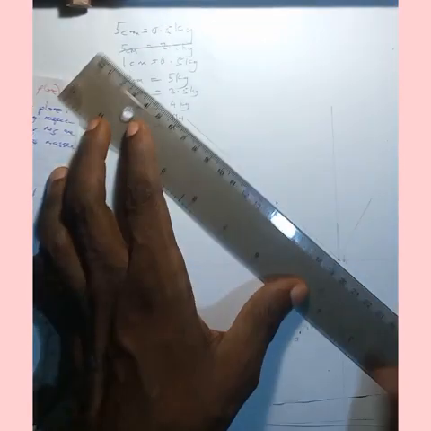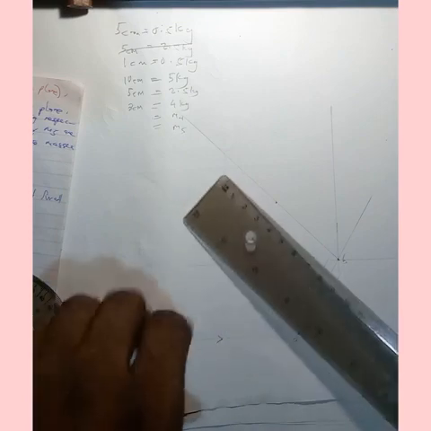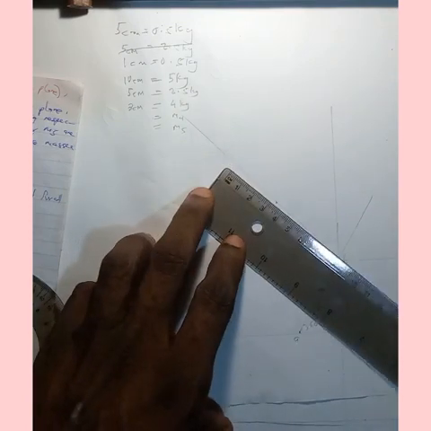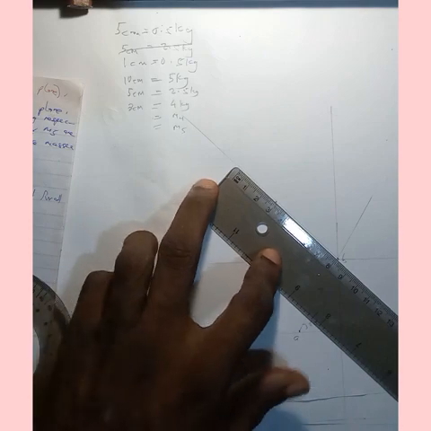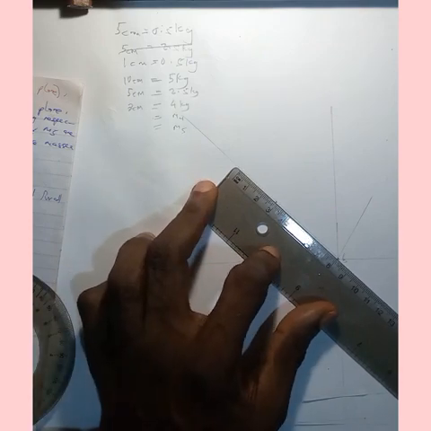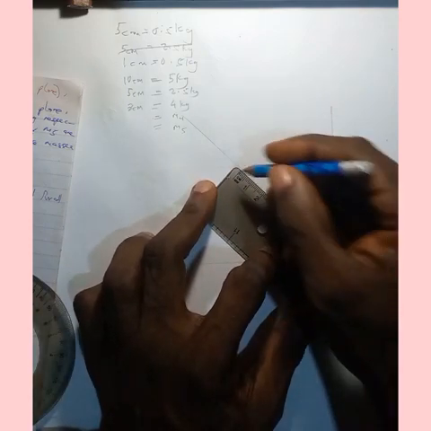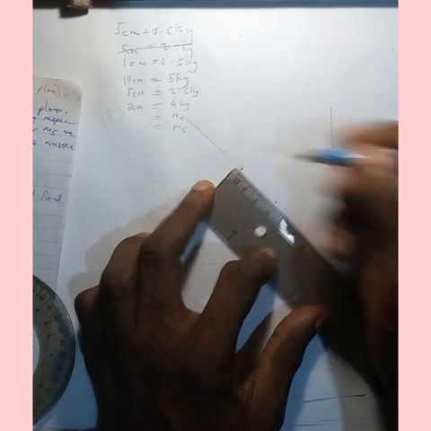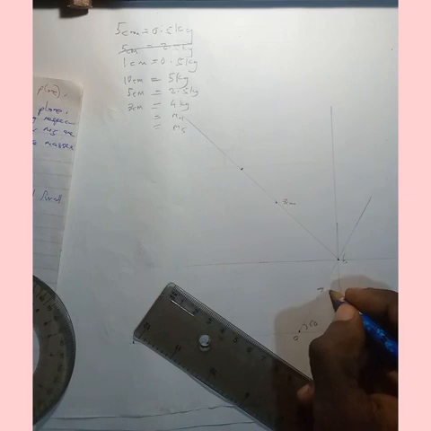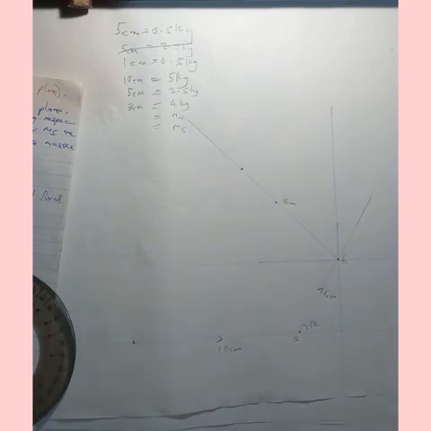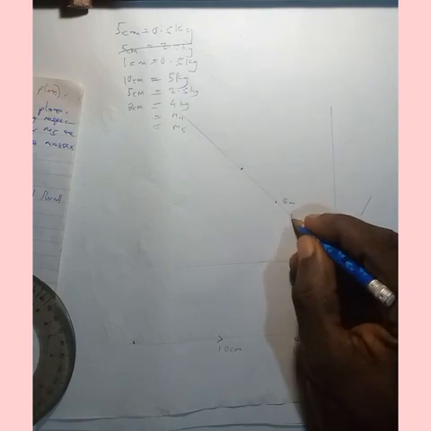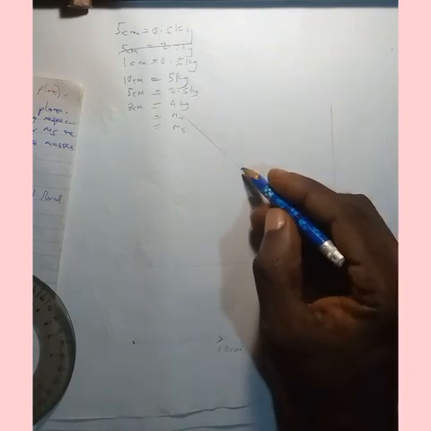So what's the magnitude? The magnitude this time around is 4 kg, and that 4 kg is 8 centimeter. So you measure 8 centimeter. Okay, so now you can write 8 centimeter here. Here you write 5 centimeter. Here you write 10 centimeter. So indicate your arrow.